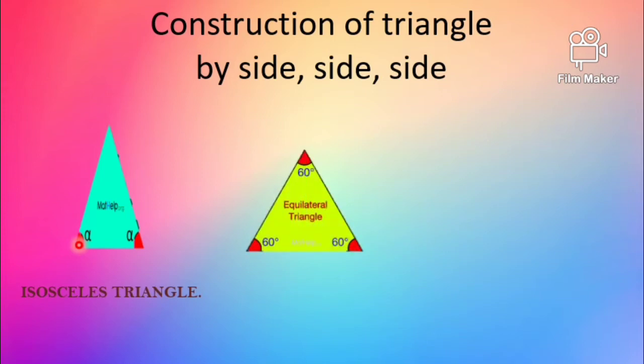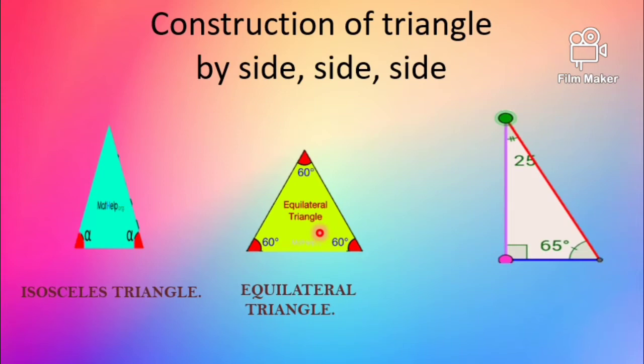Then the second type of triangle is an equilateral triangle. An equilateral triangle is a triangle with all three equal sides. This triangle has all three equal sides, and according to the definition of the equilateral triangle, a triangle with three equal sides is called an equilateral triangle. So this is an equilateral triangle.